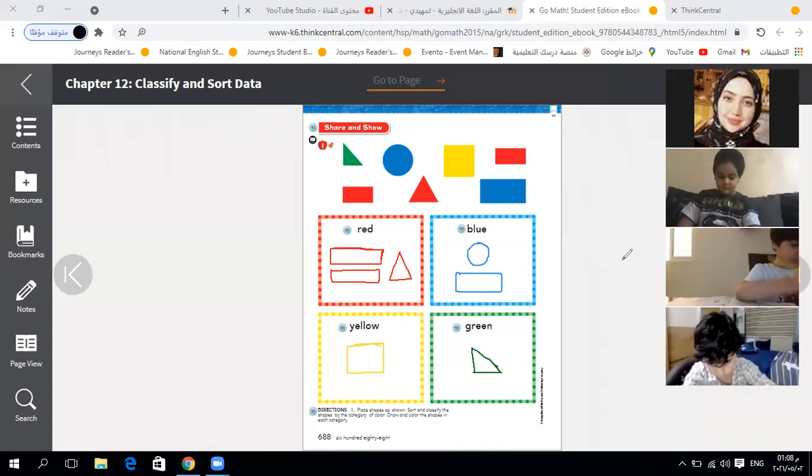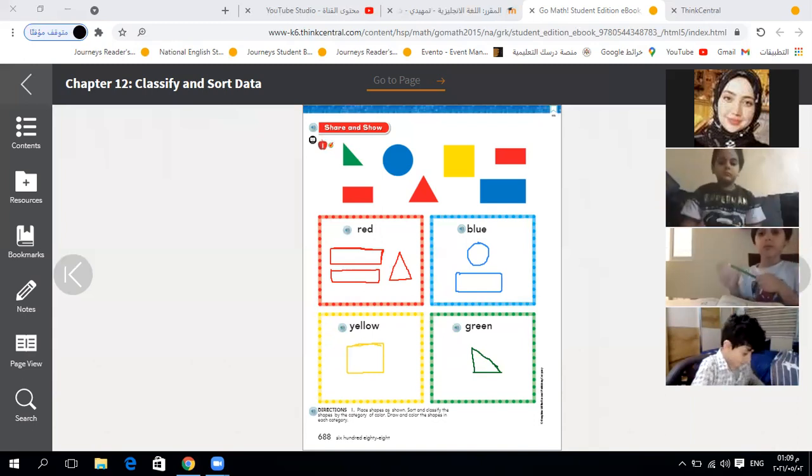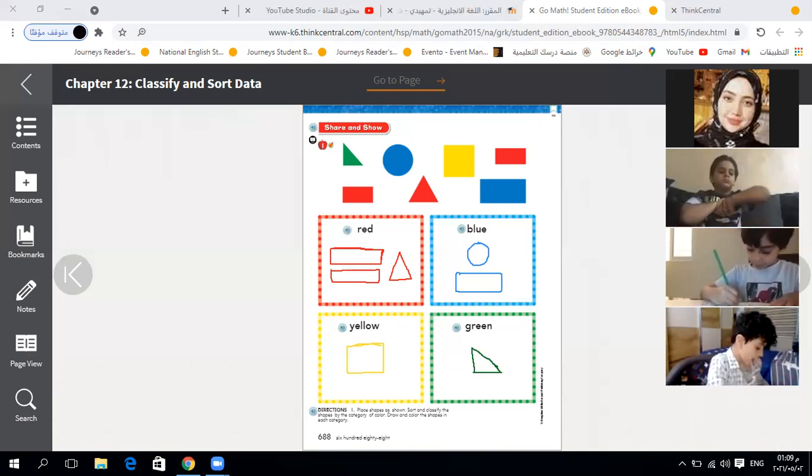Okay, so here we have green color. Here we place shapes by color. By color, we sort them by color. Yeah, let's do it. I will give you 1 minute.